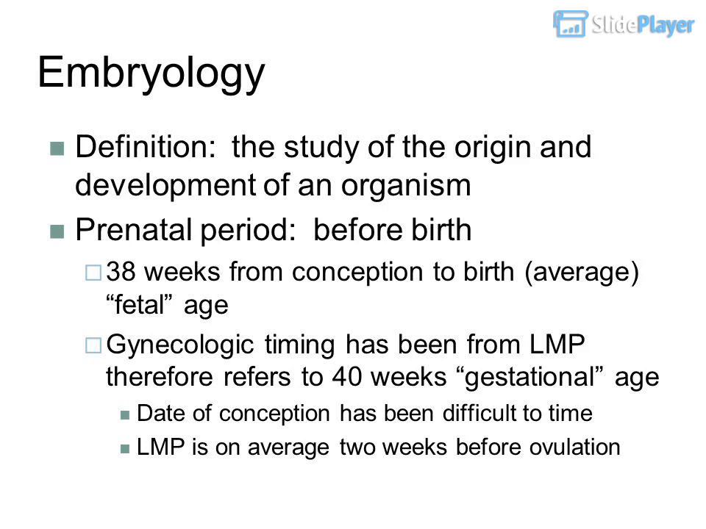Prenatal period, before birth. 38 weeks from conception to birth, average, fetal age. Gynecologic timing has been from LMP, therefore refers to 40 weeks gestational age. Date of conception has been difficult to time. LMP is on average 2 weeks before ovulation.